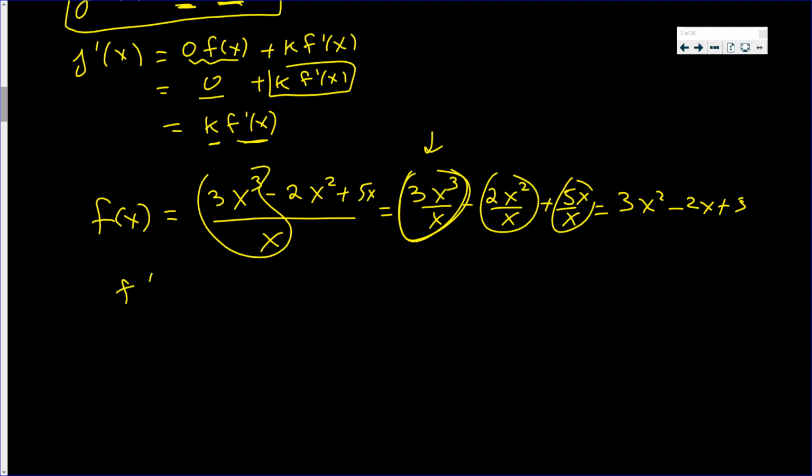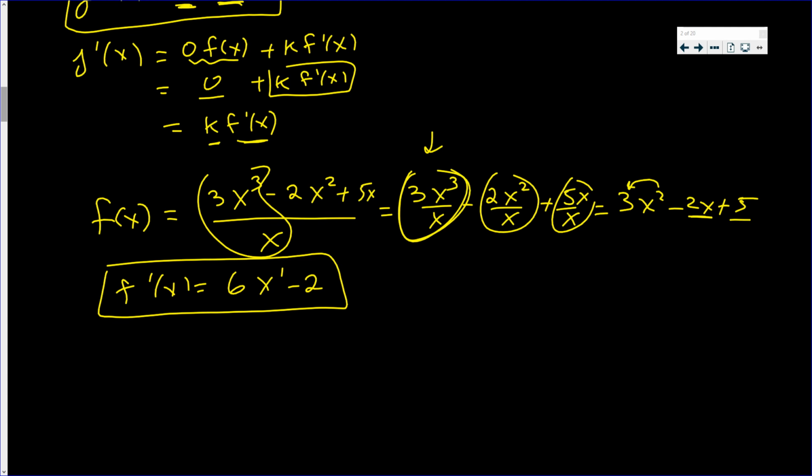Oh, I can find the derivative of that. Bring down the power, make the new power 1 less, minus the derivative of a constant times x is the constant. Plus the derivative of a constant is 0. There's your answer. You didn't have to use the quotient rule. We just did the division first.